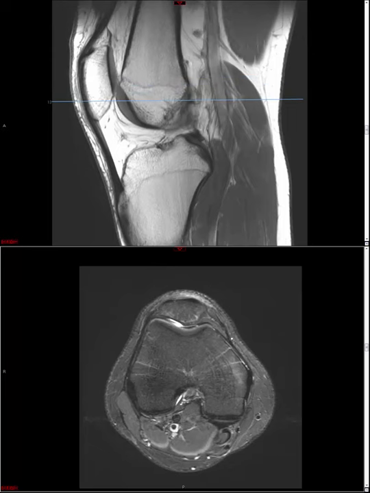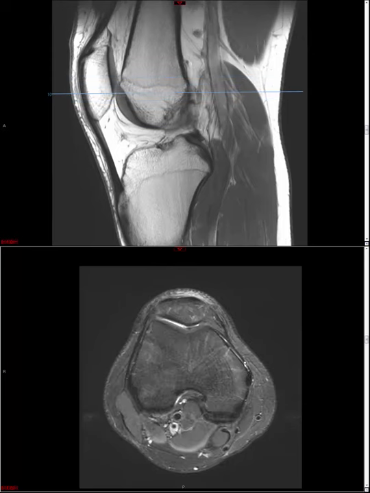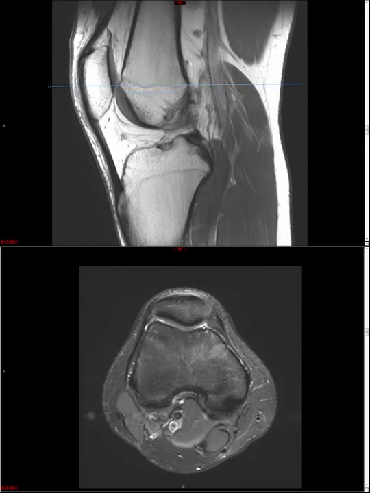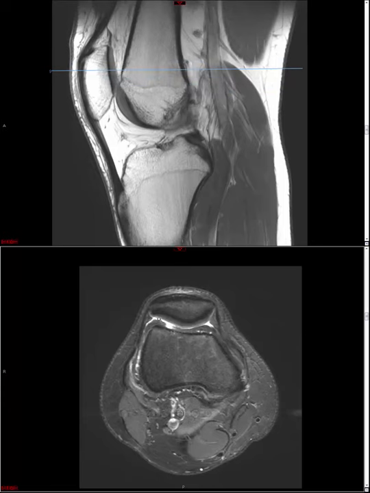So generally, I will focus more attention on this if there has been either an MCL injury, because the MCL origin and MPFL origin are pretty much in the same location, or if there's been, say, a transient patellar dislocation or something like that. All right. Otherwise, I'll just do a quick look through.